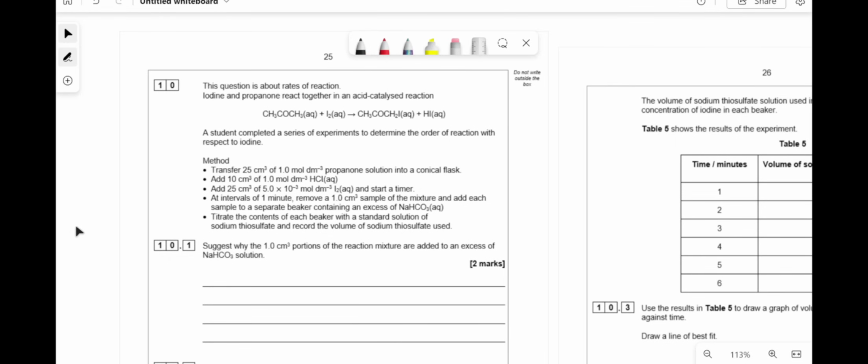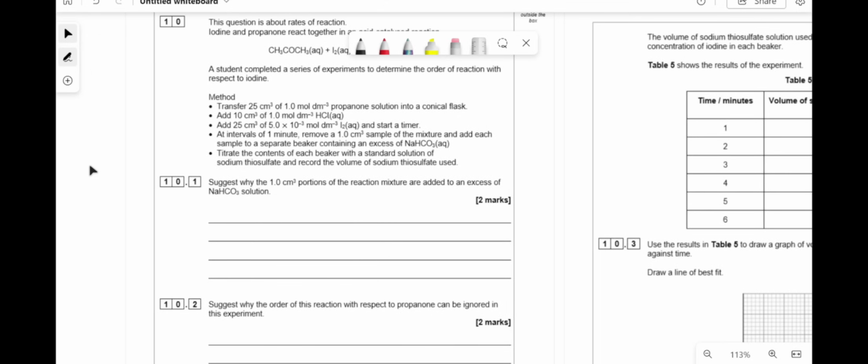At intervals of 1 minute, remove a 1 centimeter cube sample from the mixture and add each sample to a separate beaker containing an excess of NaHCO3. Titrate the contents of each beaker with a standard solution of sodium thiosulfate and record the volume of sodium thiosulfate used. So suggest why 1 centimeter cube portions of the reaction mixture are added to an excess of NaHCO3 solution.